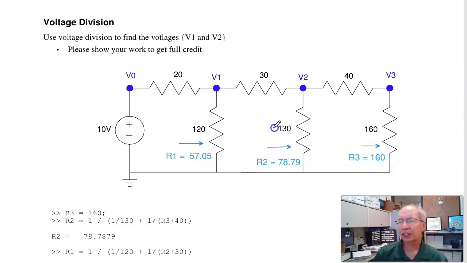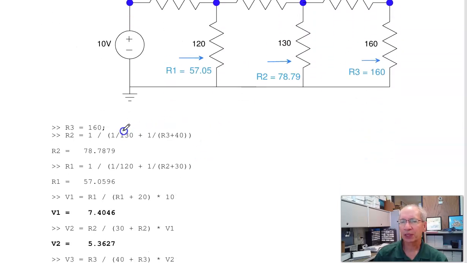So the trick here is to find the impedance at V3 looking right, that's 160 ohms. At V2 looking right, that's 130 in parallel with 200, 78 ohms. And V1 looking right, that's 120 in parallel with all this, 57 ohms. So that's the first part, is find the resistances looking right.